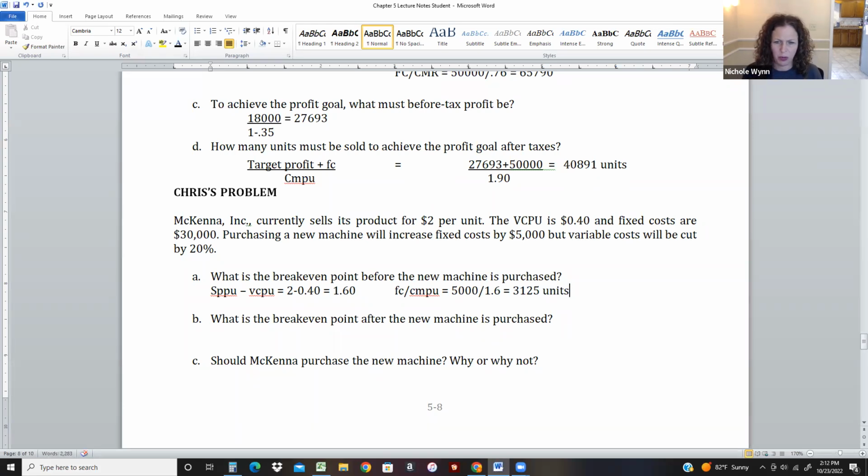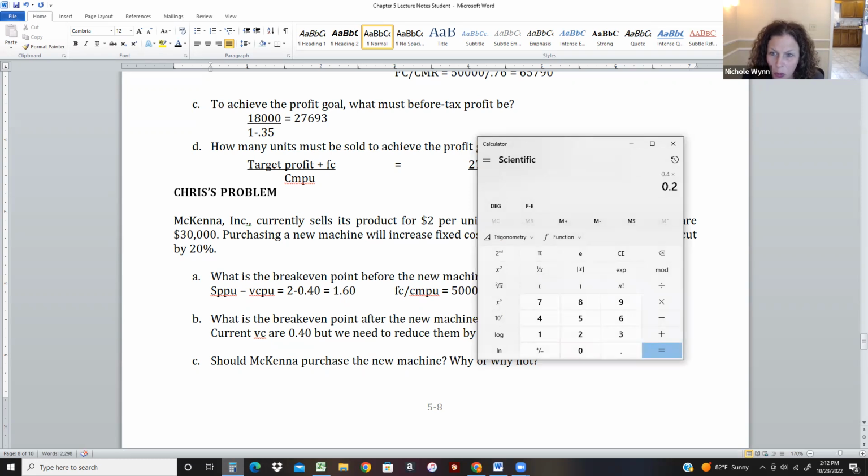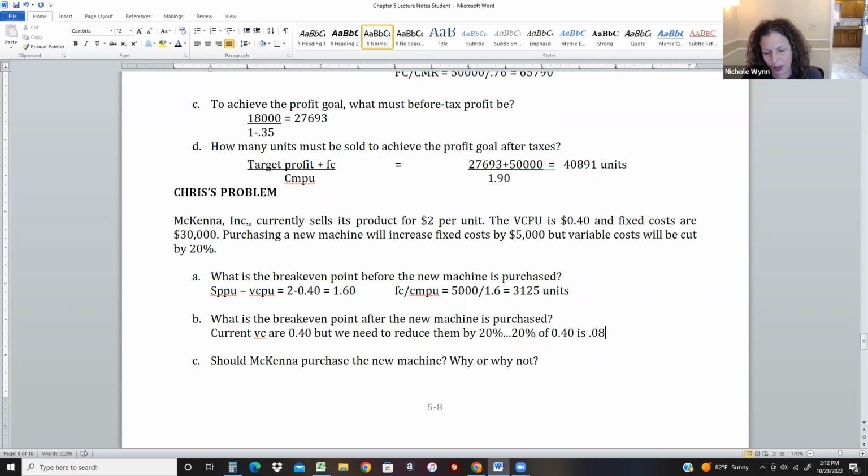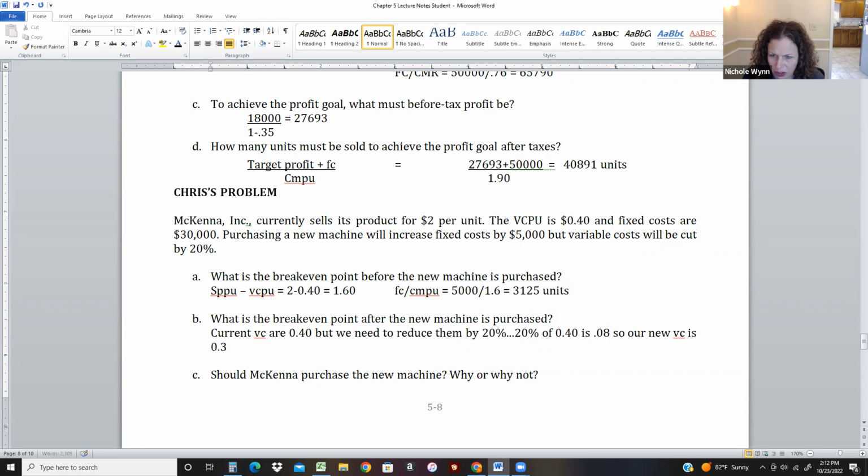Okay, so that's what his current break even is. And what would be the break even point if we bought the new machine? It looks like our variable cost will be cut by 20%. So current variable costs are 40 cents, but we need to reduce them by 20%. 20% of 40 cents is, what is that, 8 cents? 0.4 times 0.2, 20% of 40 cents is 8 cents. So our new variable cost is 32.